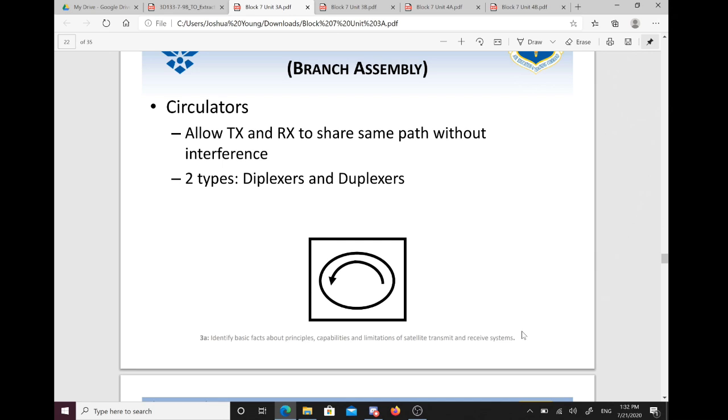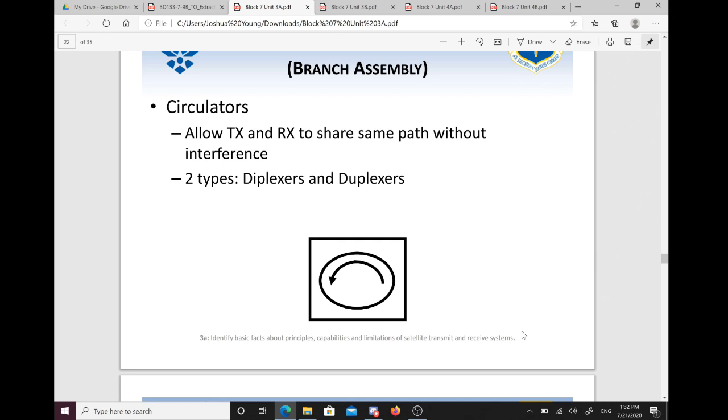your distant end. Whereas a duplexer is what the definition in that bullet point above says: it allows for transmit and receive to share the same path. A duplexer allows full duplex to occur, so you can have transmit and receive happening simultaneously without them interfering with each other.